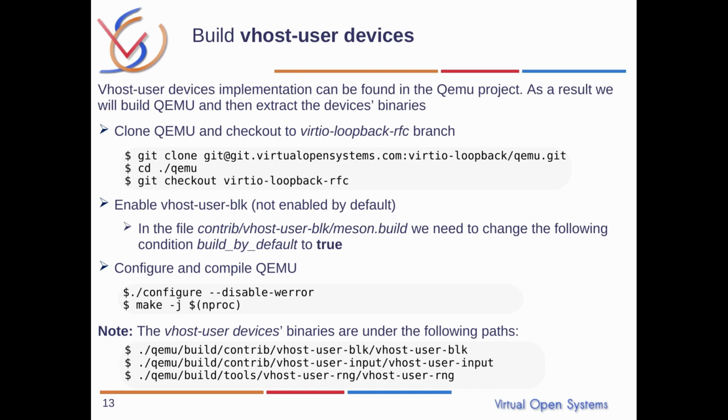To do so, we need to clone the modified version of QEMU under the VOSIS URL, check out the correct branch, enable the vhost-user BLK build flag, and configure and build QEMU with the configure and make commands. A small note on that slide: we paste the path of all the produced binaries we are going to use later in this presentation.